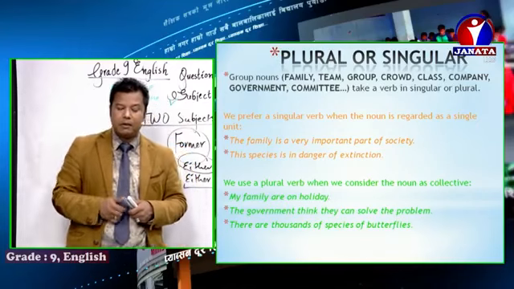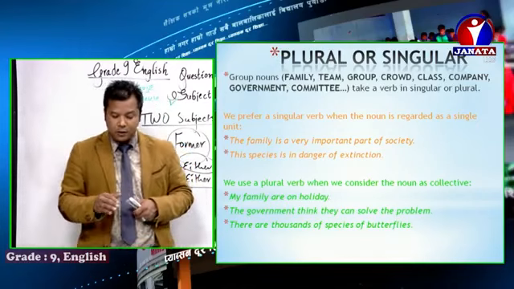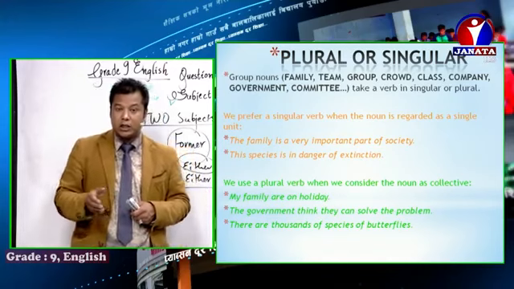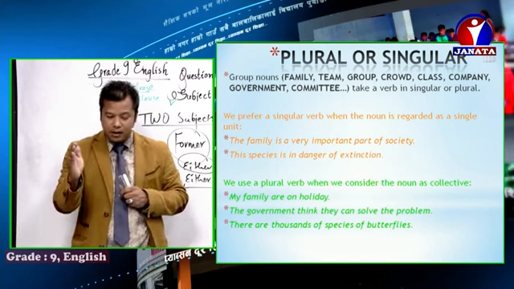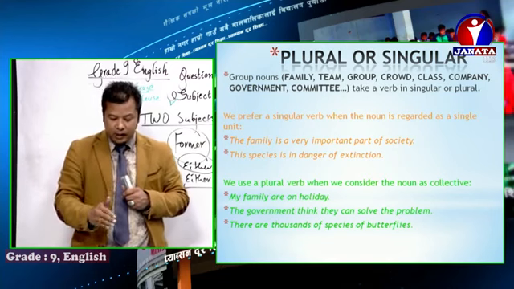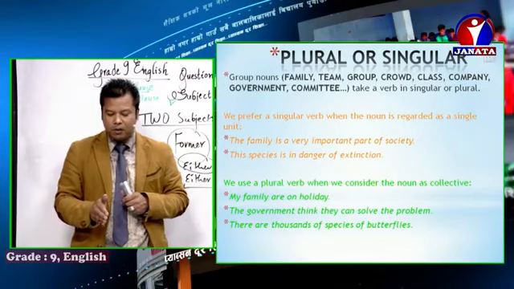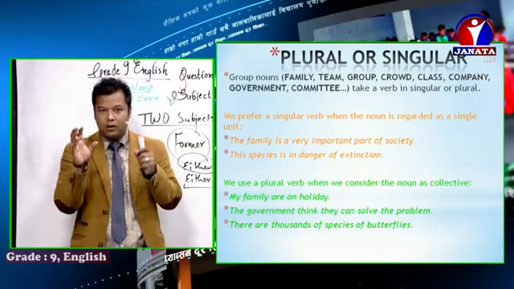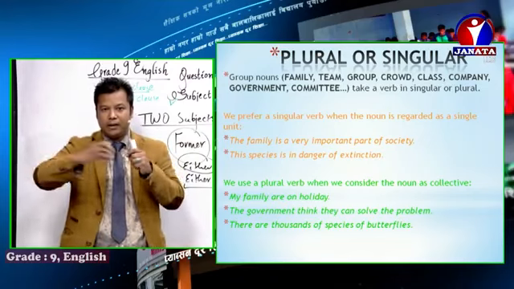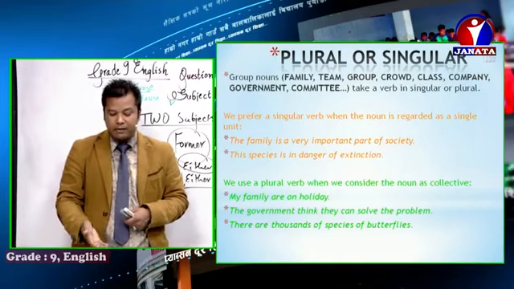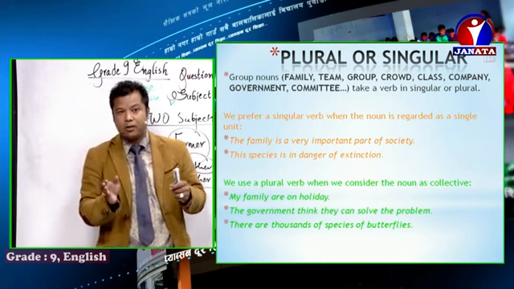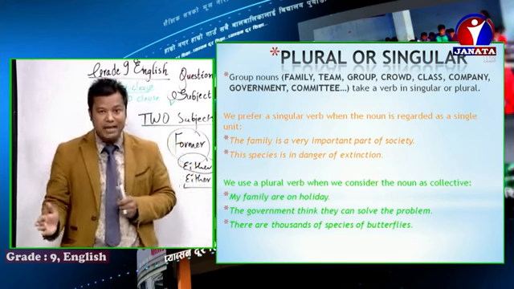If we take the example of species, see there, the species is in danger of extinction. One whole species, singular concept. Government: the government think they can solve the problem. They. So you're talking about individuals. So it becomes plural. The government think they can. There are thousands of species of butterflies. Now we're not talking about just one, but many.